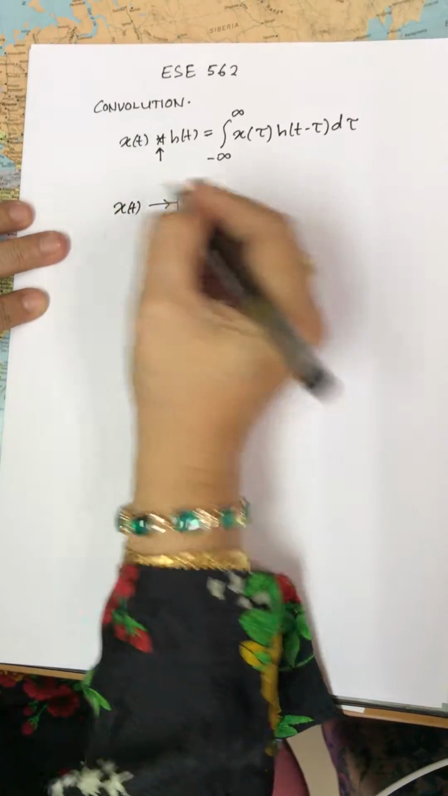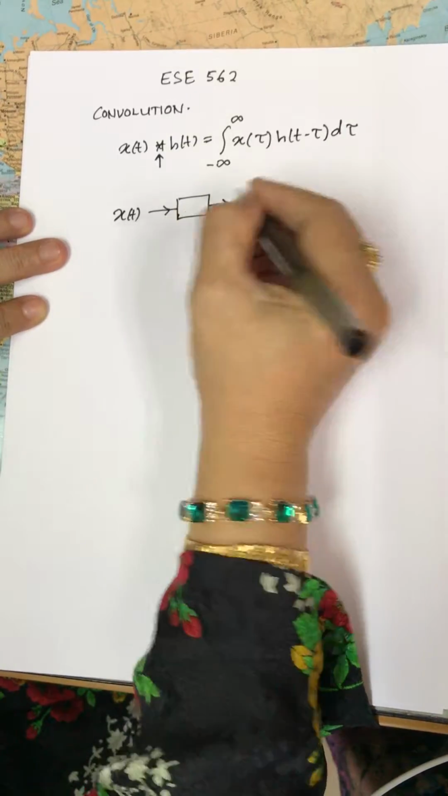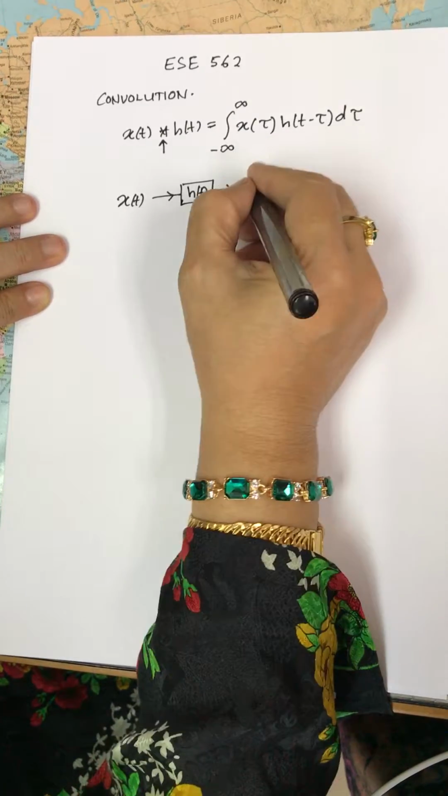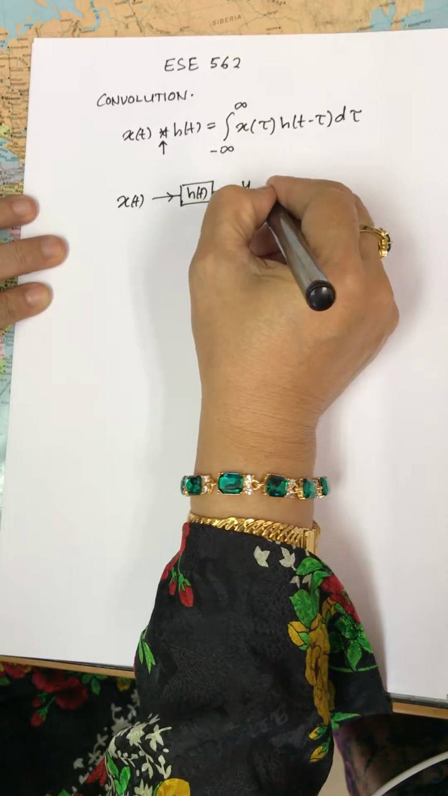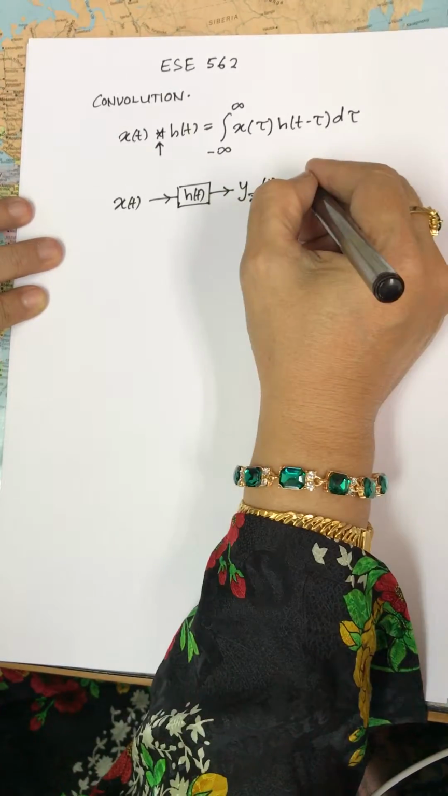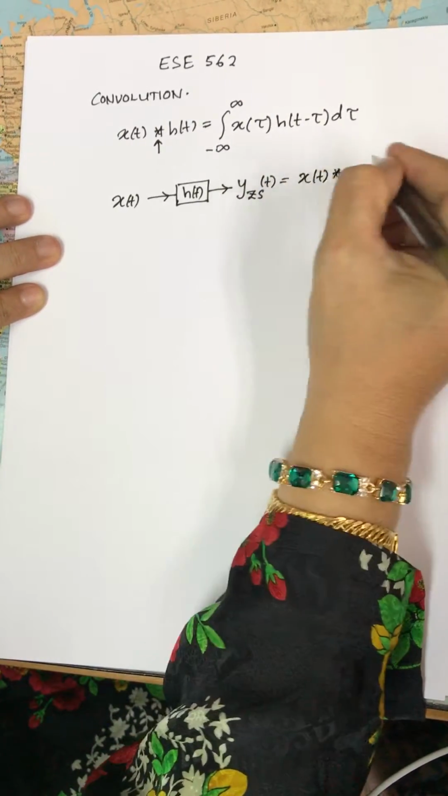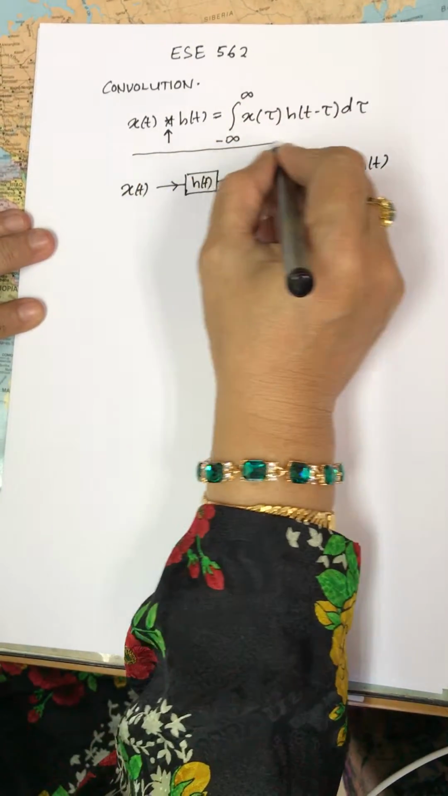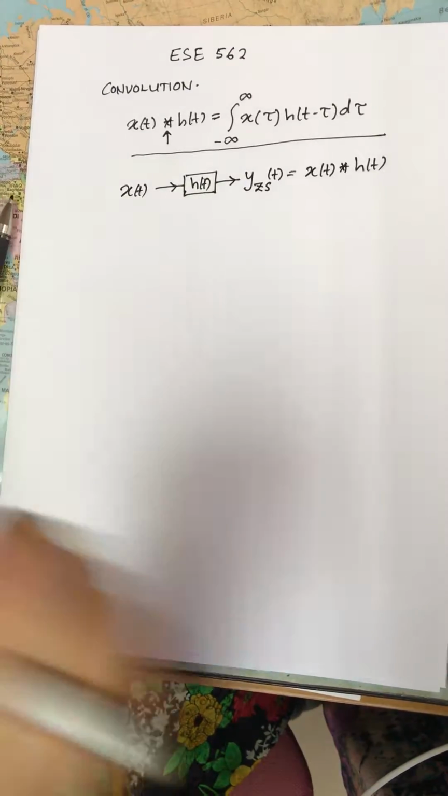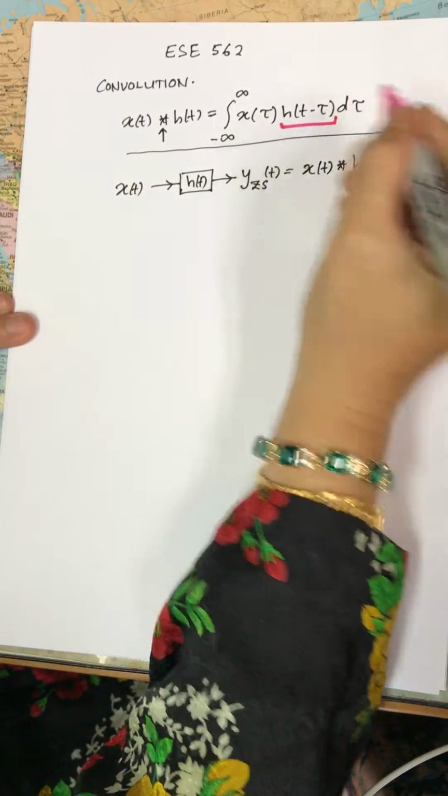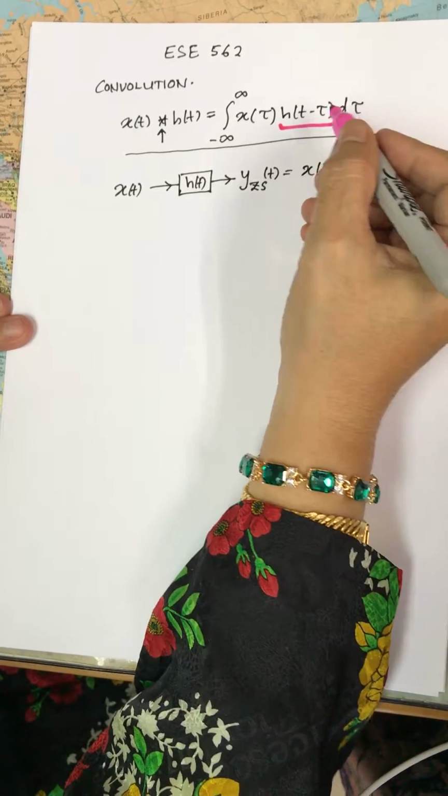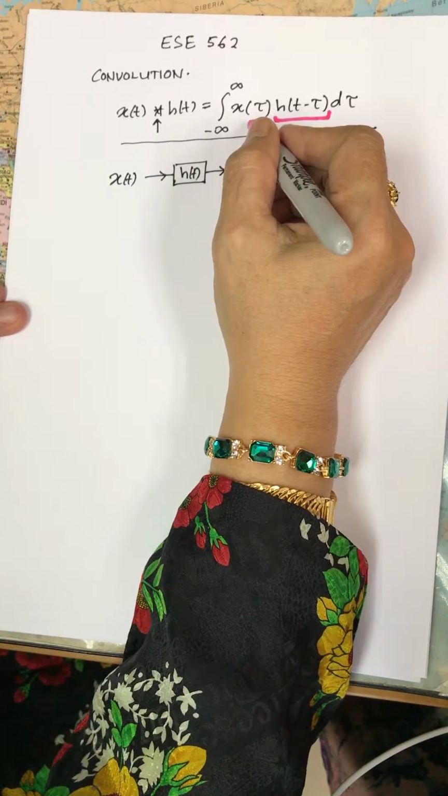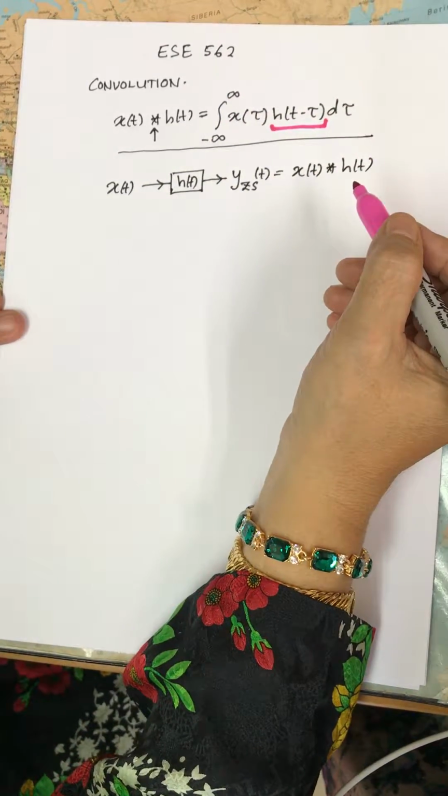If you have an input, x of t, and the impulse response h of t representing the system, the zero state response, y zero state, will be given by the convolution of the input and the impulse response. So if you analyze the equation over here, you notice that the signal h of t is going to be reflected and then shifted before you multiply to x of t and integrate with respect to tau.